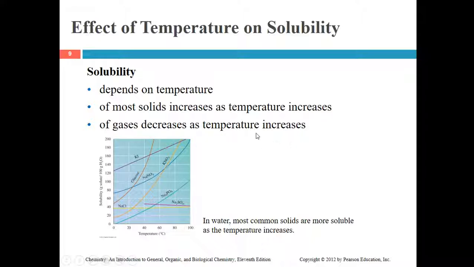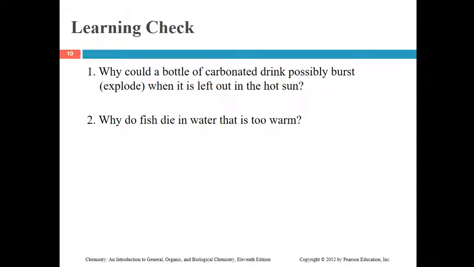As you increase the temperature, gas solubility decreases. And that has a lot of effect on a lot of things in nature. So let's just think about a couple of examples here. Why could a bottle of carbonated drink possibly explode when left out in the hot sun here in Arizona in your car?